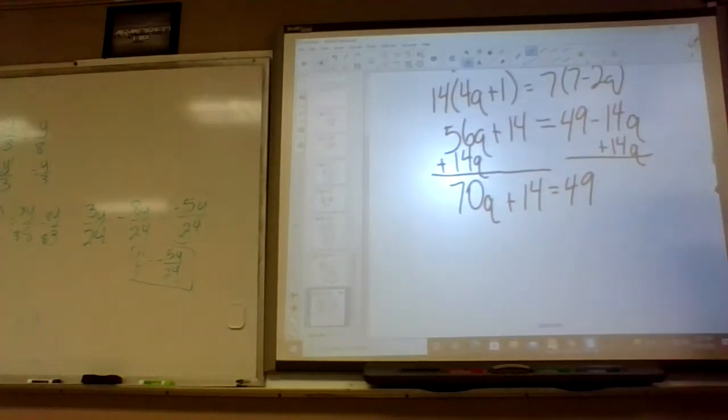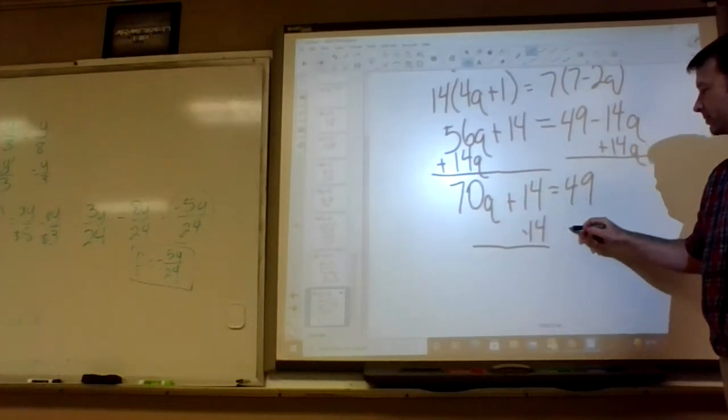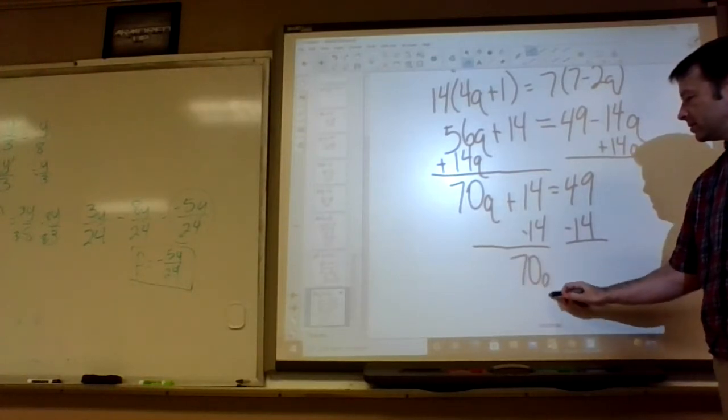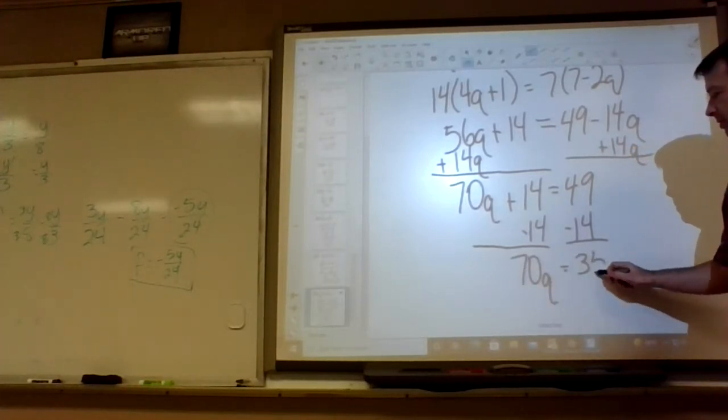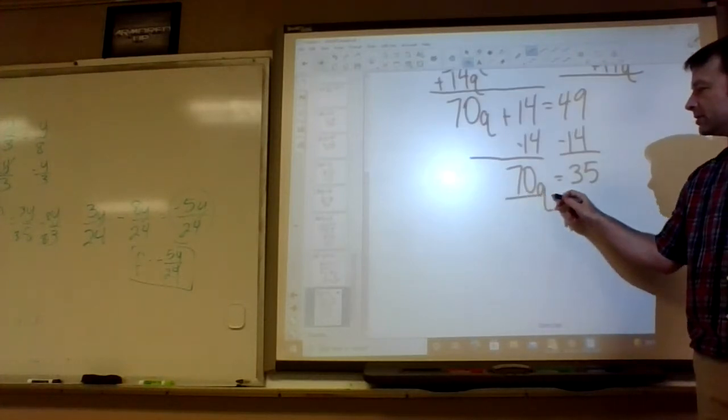Then you would do minus 14 on this one. A lot of people get this one wrong. What's the last step? You divide.